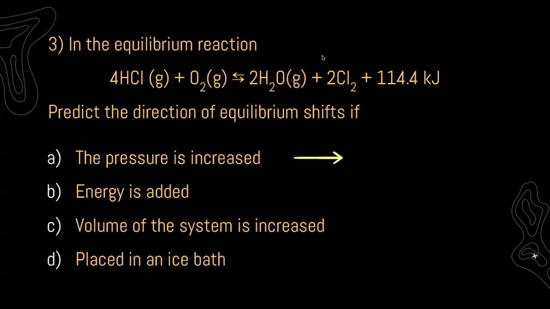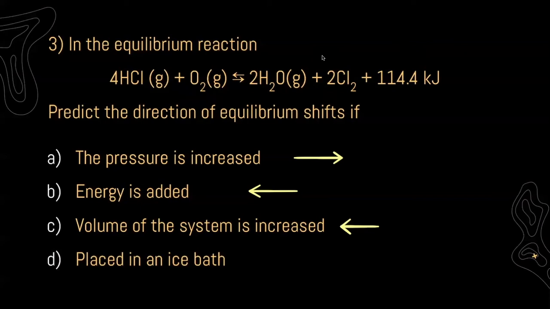B asks, what if we add energy? On our reaction, we have our energy or heat on our product side. If we increase the amount of energy we have, we're going to send our reaction towards our reactants. It's going to go to the left. C, if we increase the volume, we're allowing a larger number of moles to take up that volume. As previously mentioned, our reactants have 5 moles in total. If we increase our volume, we're going to allow for more of those to take place. So that means our reaction is going to shift to the left.